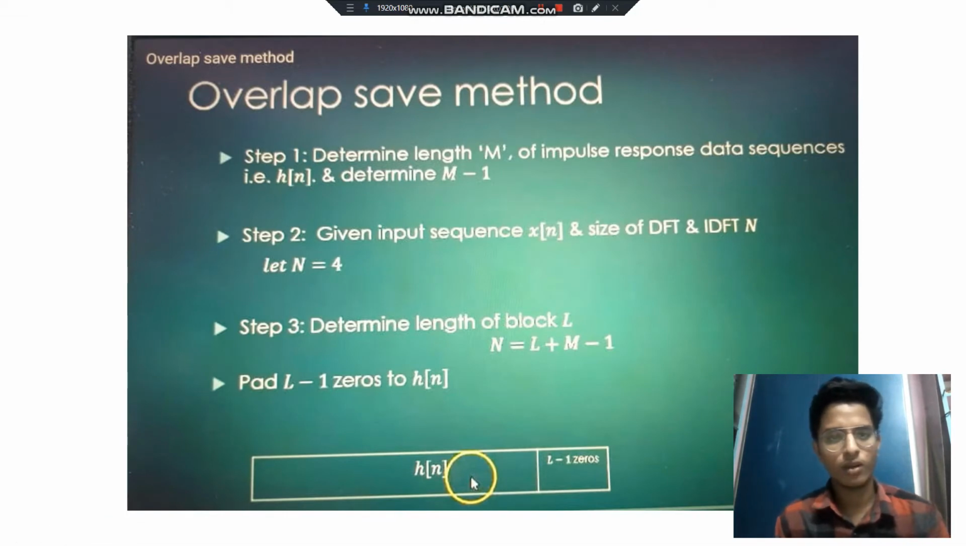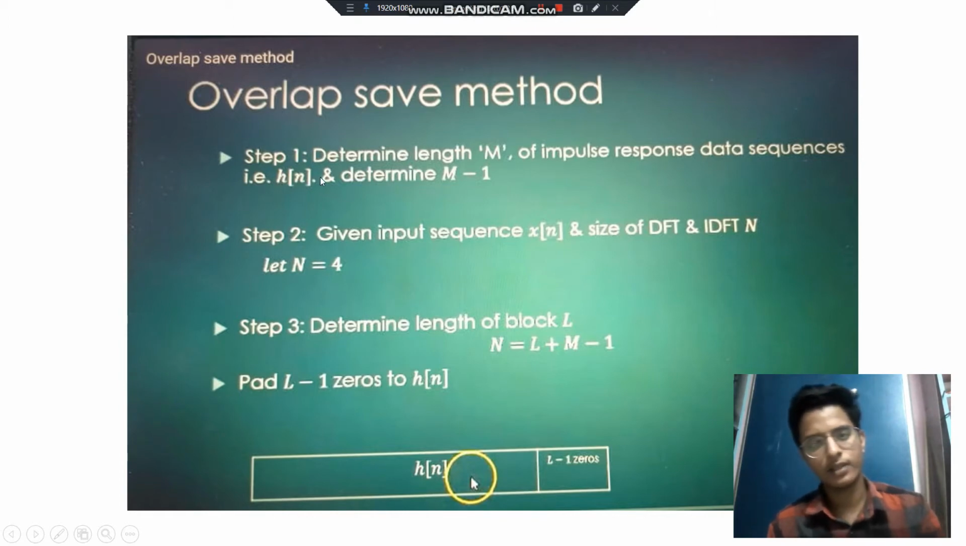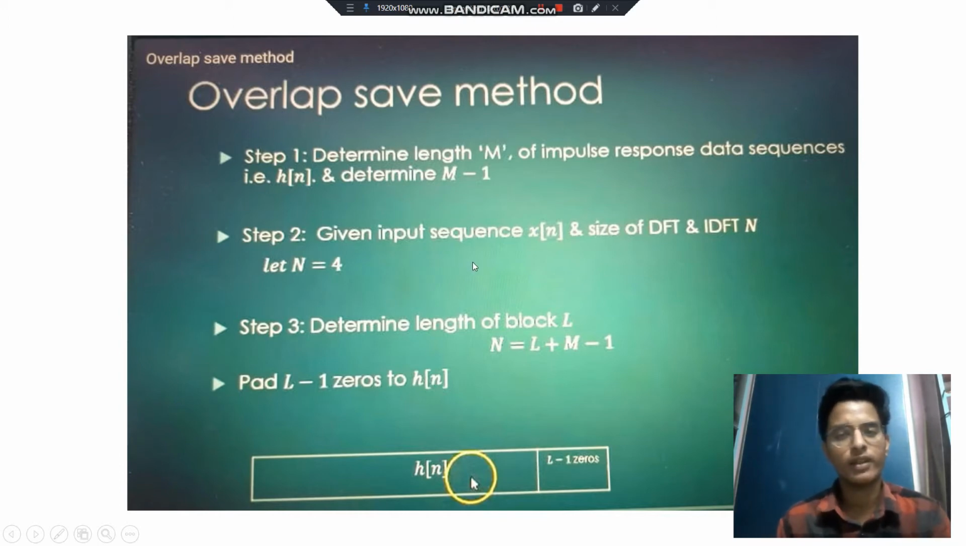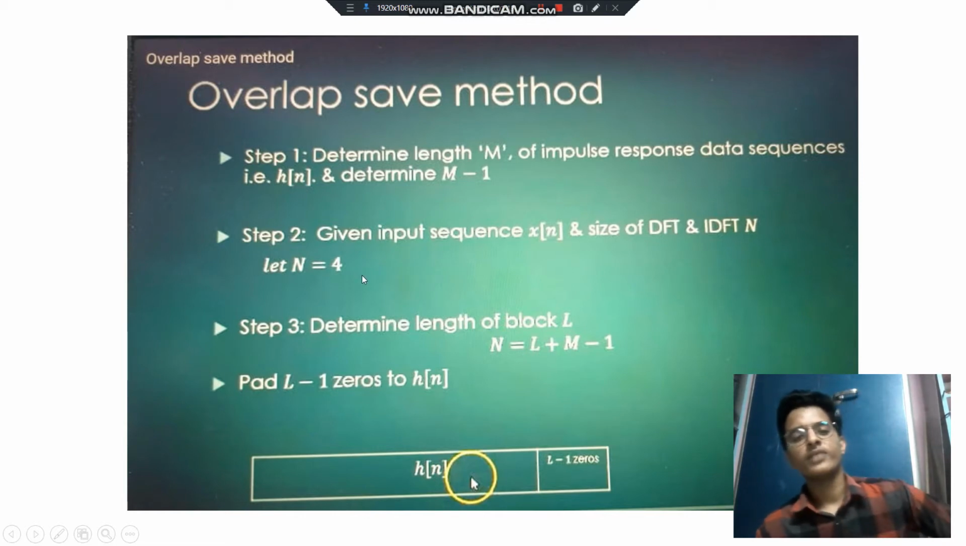The first step in the overlap save method is to determine the length M, where M is the length of the impulse response, which is denoted by h of n, and we determine M minus 1. In the second step, we take the input sequence x of n, and the size of the DFT and inverse DFT is taken as N, and we take N equal to 4. And in step 3, we determine the length of the block L.